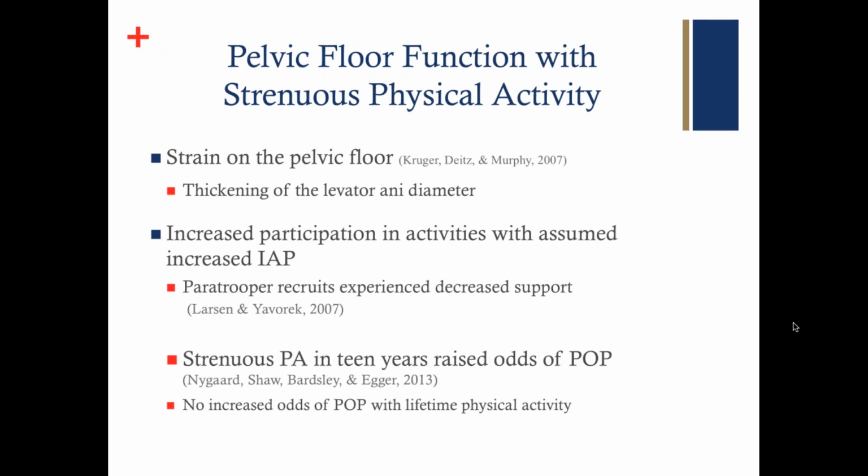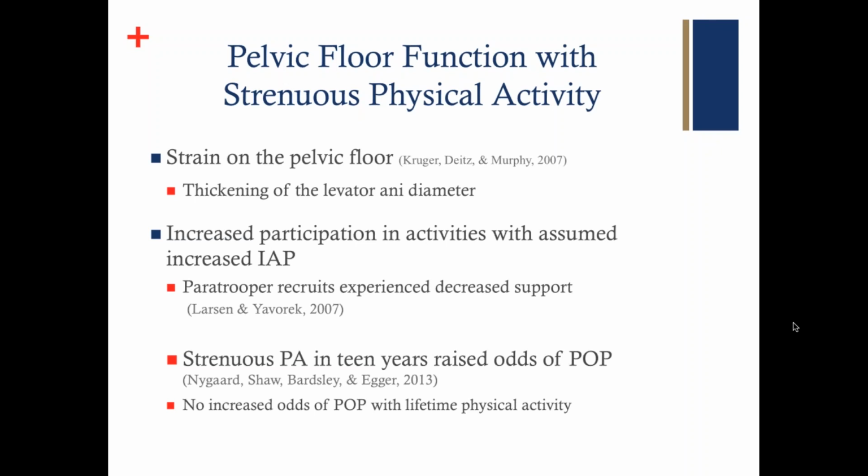And when we look at paratrooper recruits compared to Army recruits who did not do paratrooper training, the paratroopers who experienced forceful repetitive landing experienced decreased vaginal support. So their maximal vaginal descent score increased, which indicates decreased support over time. And strenuous physical activity in the teenage years raised the odds of incurring pelvic organ prolapse later in life.